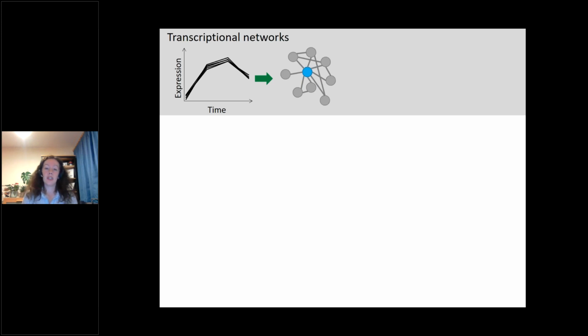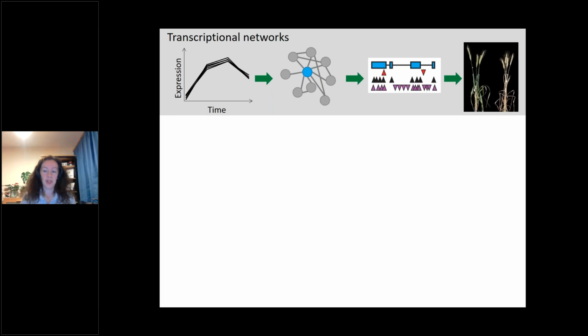Within the network, we could identify genes that were highly connected, so hub genes. For example, in this toy example, we can see the blue gene is the most highly connected gene in the network. It's connected to many other genes, and therefore it might be a good candidate to try to functionally characterize. We could then identify TILLING mutants and test whether mutants in this gene affected senescence, and hopefully they would have a phenotypic effect.